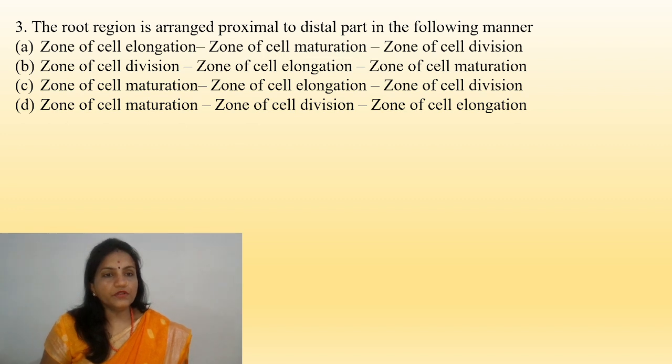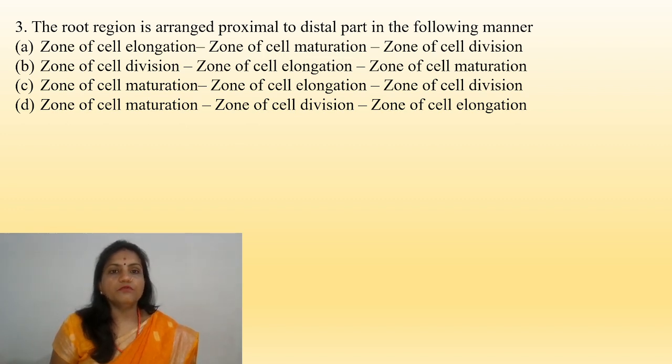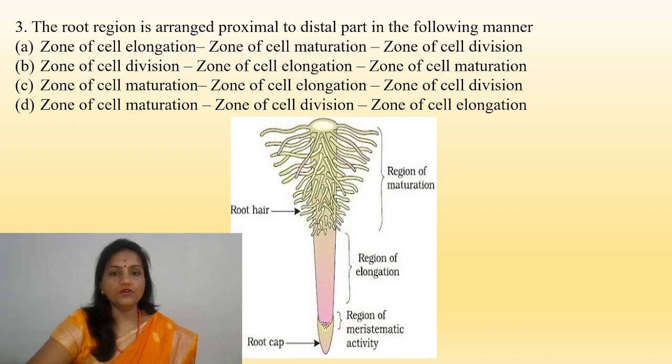The root regions are arranged from proximal to distal part in the following manner. Option A, you are seeing it on the slide, option B, option C, and option D. Before understanding this question, let's understand the different zones of a root. This is the tip of a root, and you are observing the different zones.